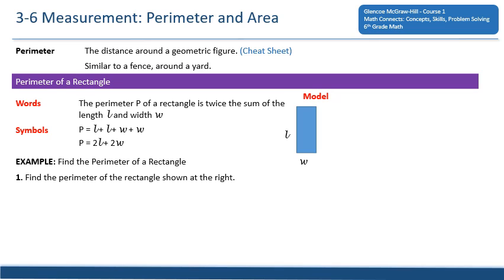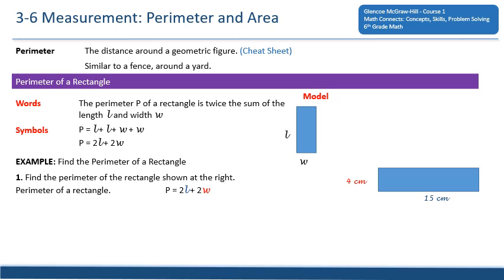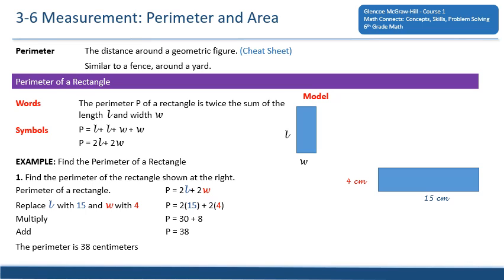Find the perimeter of a rectangle. So there's a rectangle with 4 centimeters by 15 centimeters. So the perimeter equals 2L plus 2W. Replace L with 15 and W with 4. So we get 2 times 15 plus 2 times 4. Multiply, we get perimeter equals 30 plus 8, and perimeter equals 38. The perimeter is 38 centimeters.